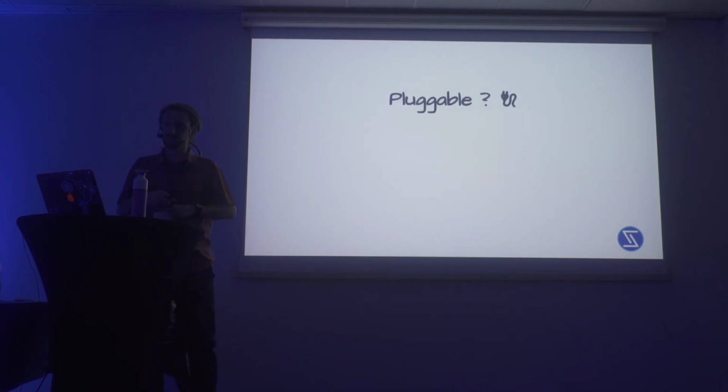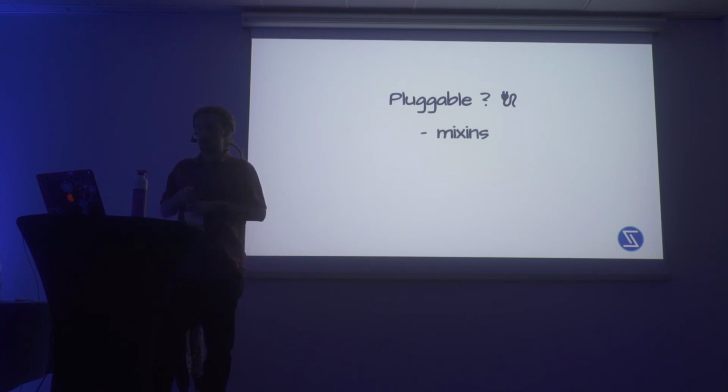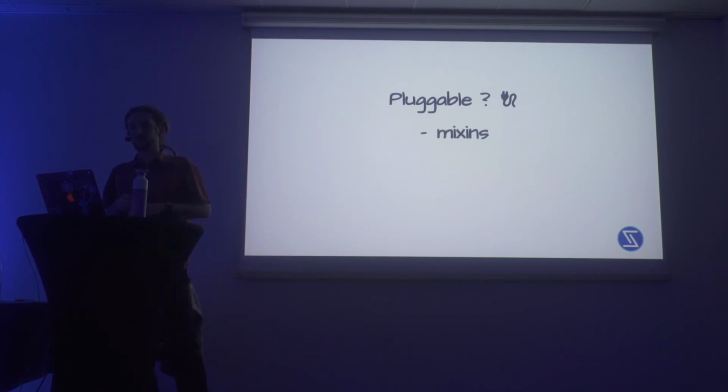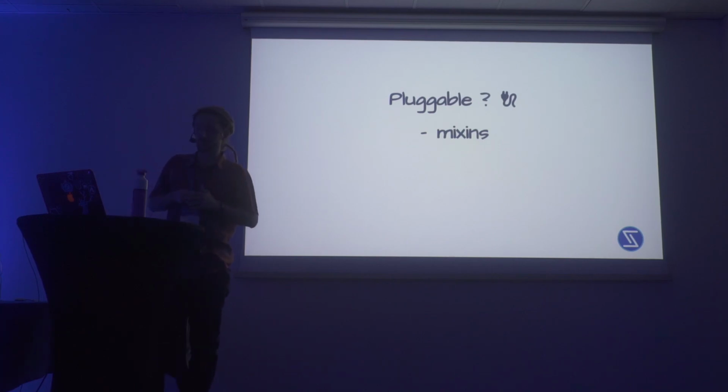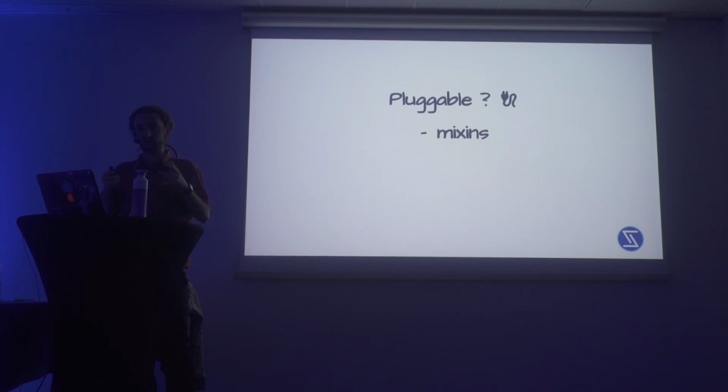What about pluggable? The whole Skate library is a set of mixins. Maybe you are wondering what mixins are. A mixin is just a simple function which returns a class that extends your base class and adds new behavior. Okay, so this is basically like multiple inheritance in JavaScript, but without mutations. So the whole of Skate is created from these mixins composed together, because those are just functions, okay?